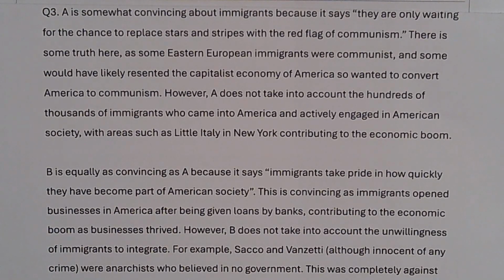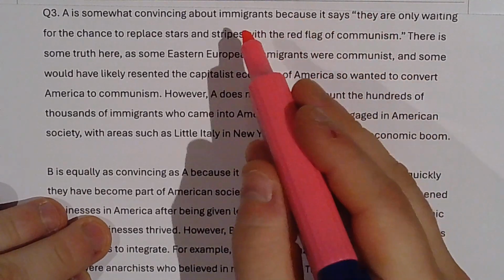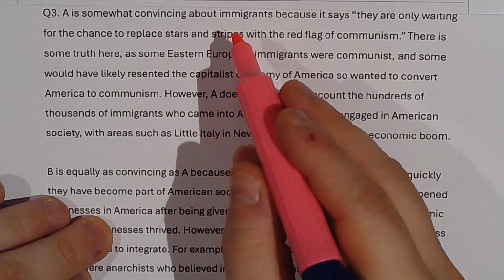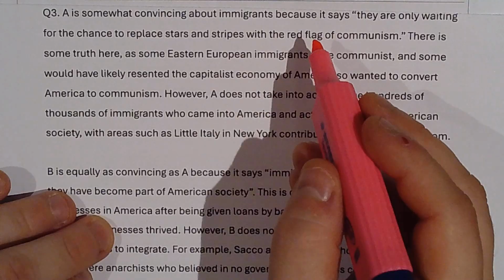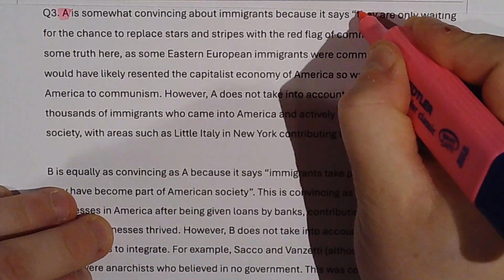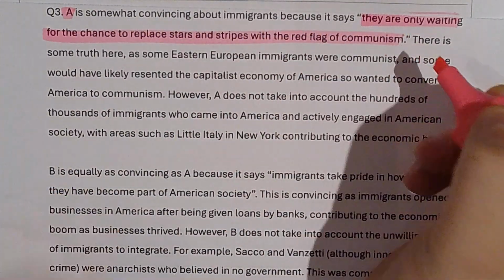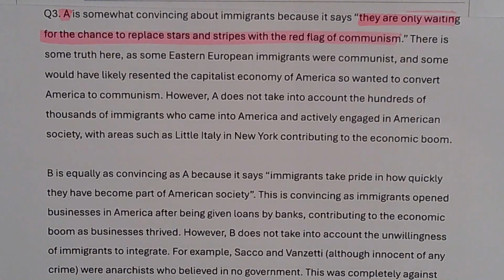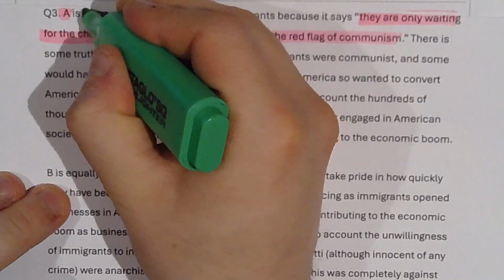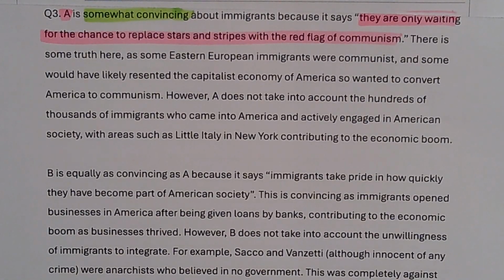So again, I'm going to read through, and it says A is somewhat convincing about immigrants because it says they're only waiting for the chance to replace stars and stripes with the red flag of communism. So I've said A is talking about the fact that immigrants are only waiting for the chance to replace stars and stripes with the red flag of communism. And I've said this is somewhat convincing. Now that tells the reader, the marker, that you agree but you also disagree with this.